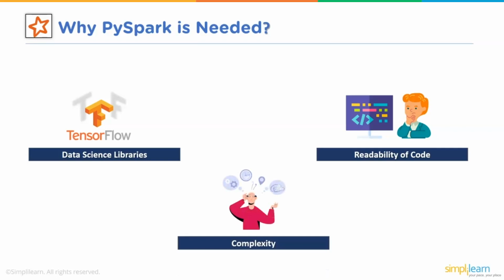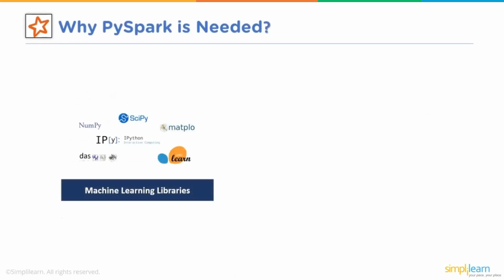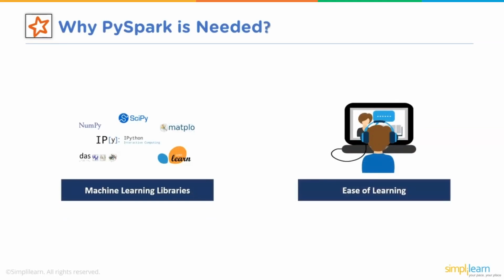Complexity. In contrast to Scala, which produces verbose output and is therefore viewed as a complicated language, the Python API provides an accessible, simple, and comprehensive interface. Moving on to the next factor, machine learning libraries. Since Python offers several libraries based on machine learning approaches, it is popular for developing machine learning algorithms because it makes the process simpler.